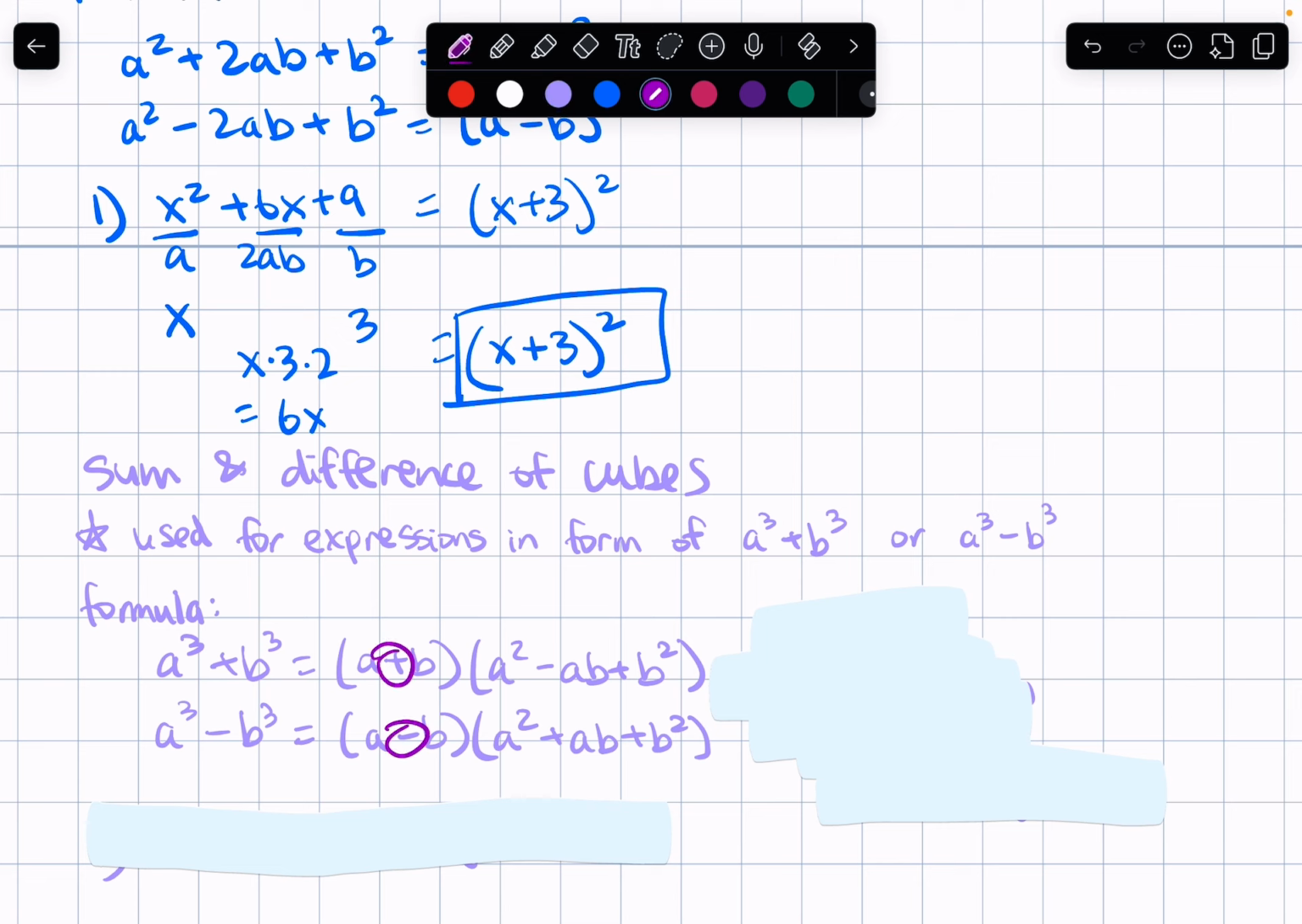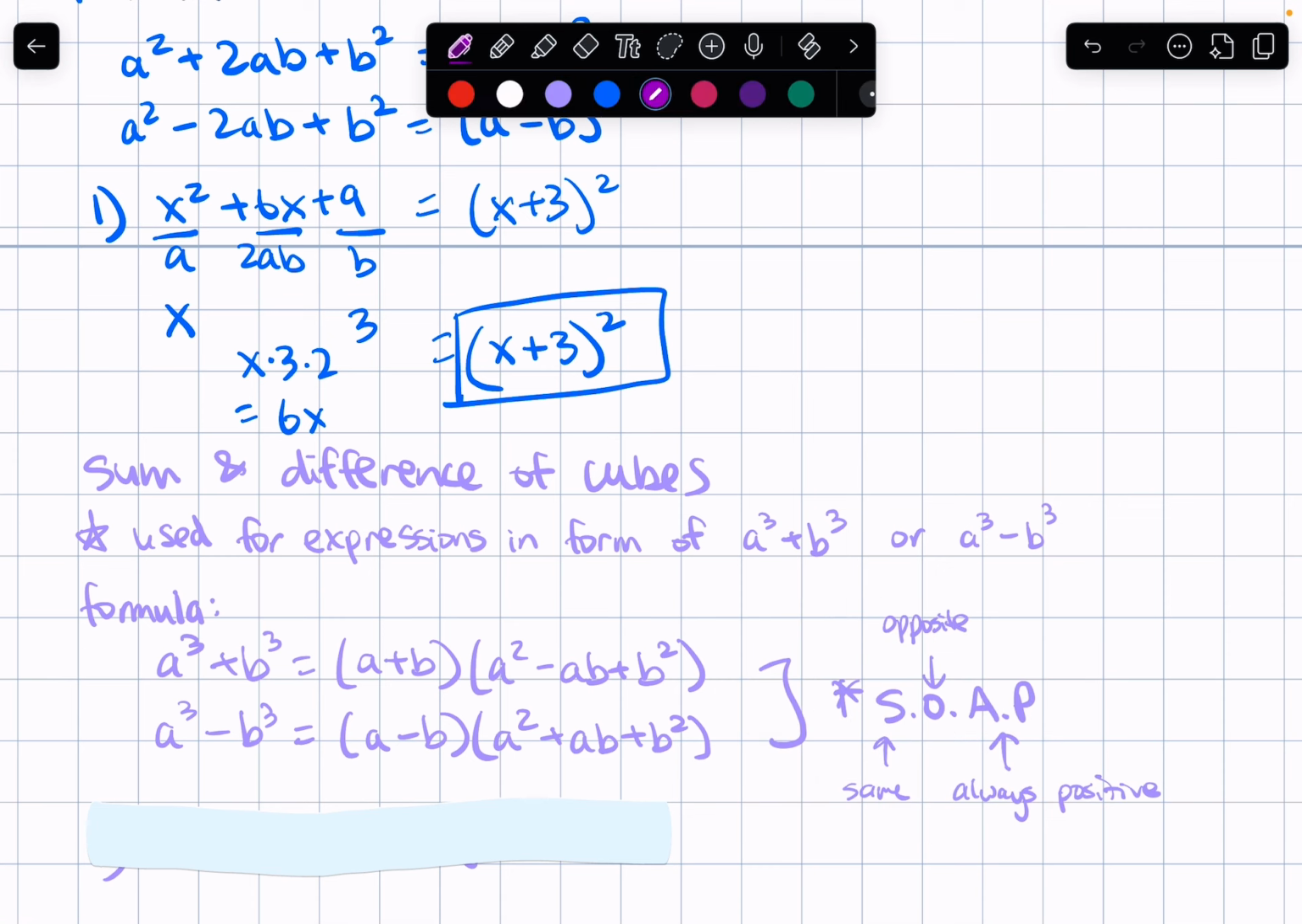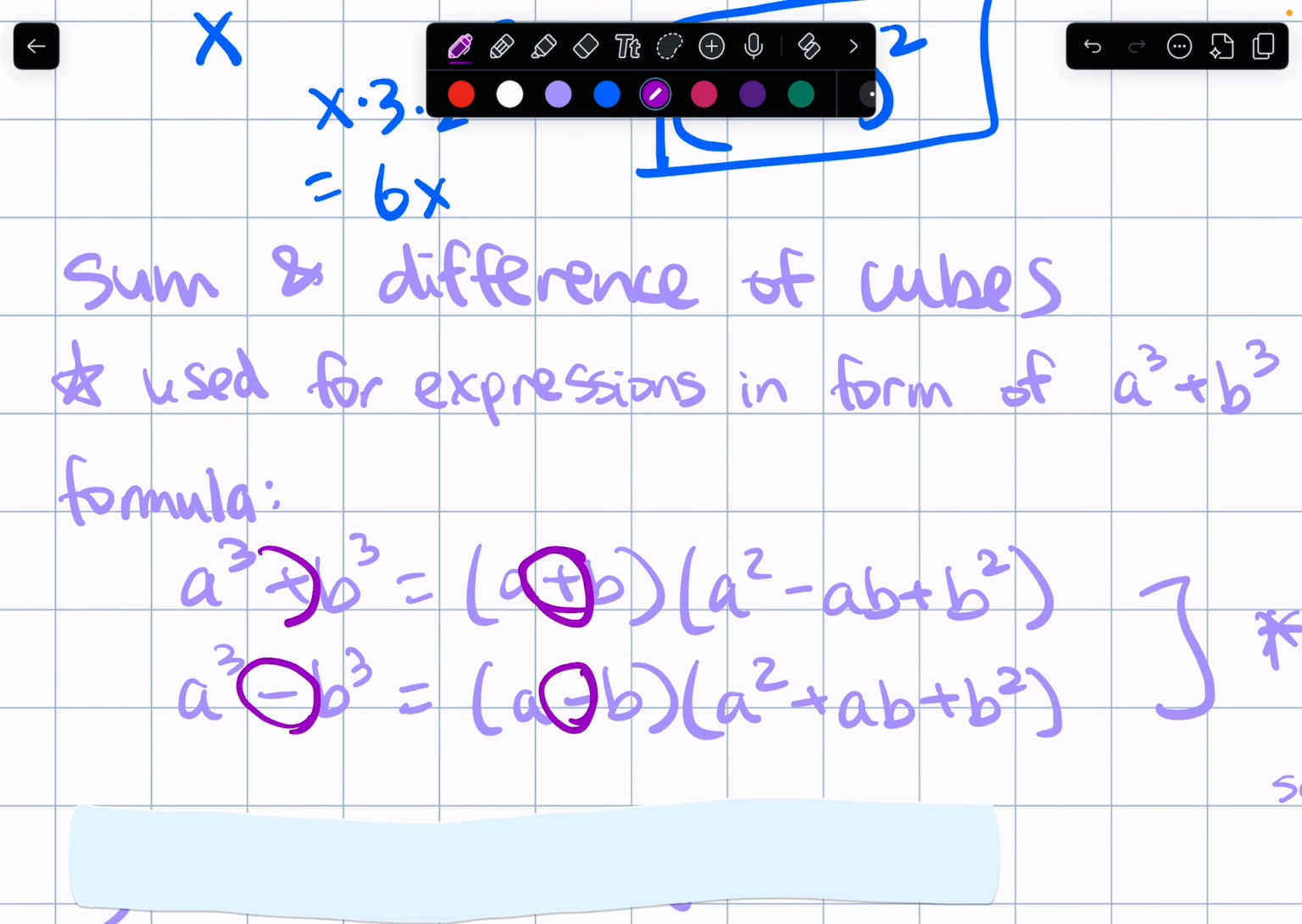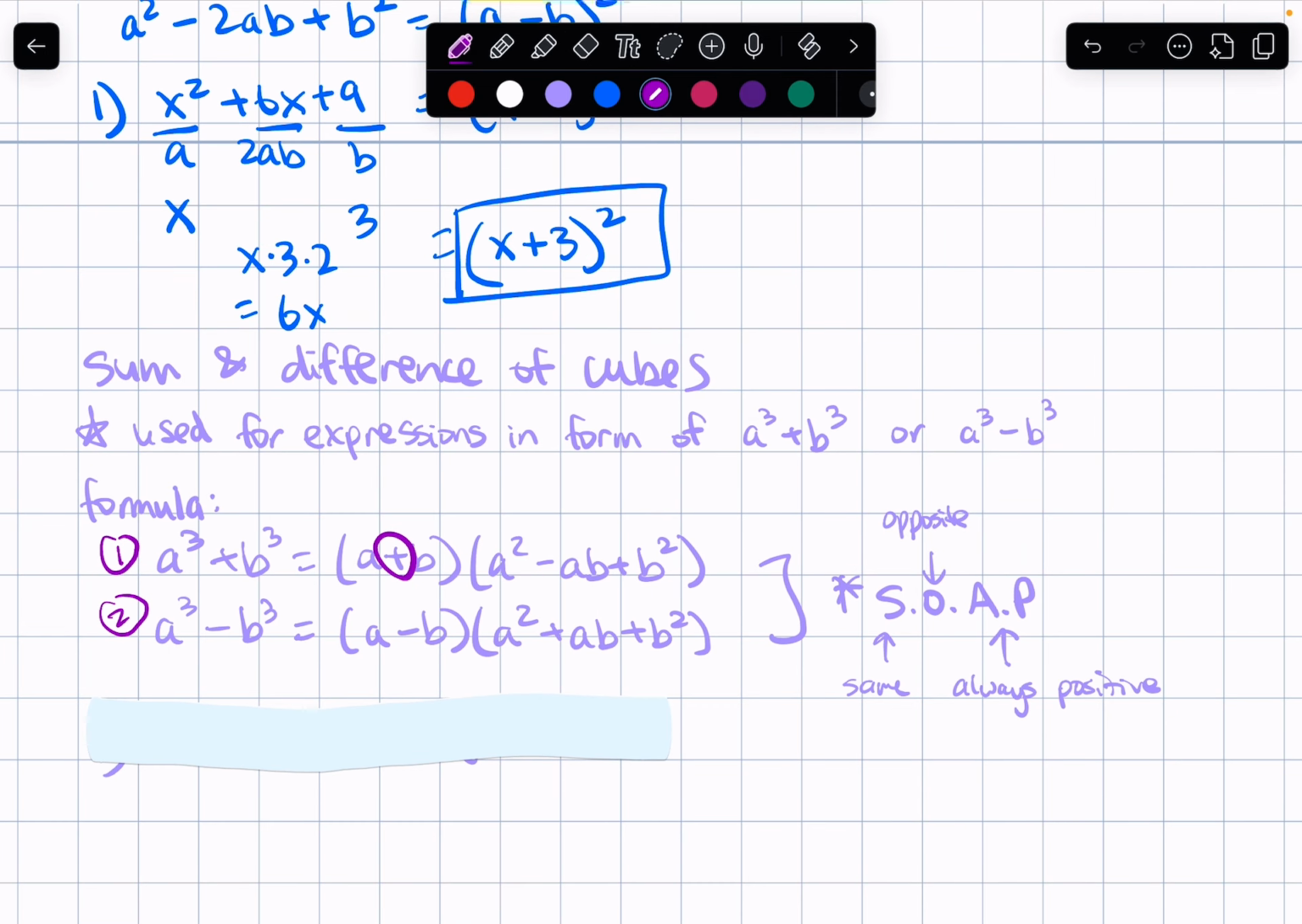These signs, a lot of people get mixed up on which one to use. So I'm going to give you a little acronym. This is called SOAP. So the first sign, this sign, it always has to be the same as your original expression right here. So let's say for the first one, this is a positive. So in the simplified expression, the first one always has to be positive. And on number 2, this one's a negative, so the first one always has to be negative.